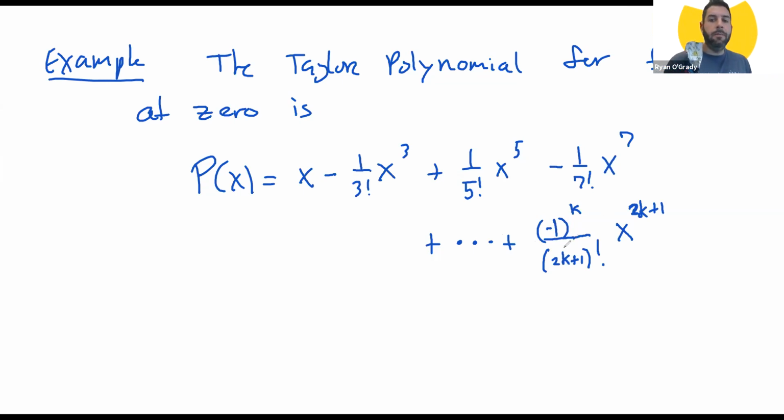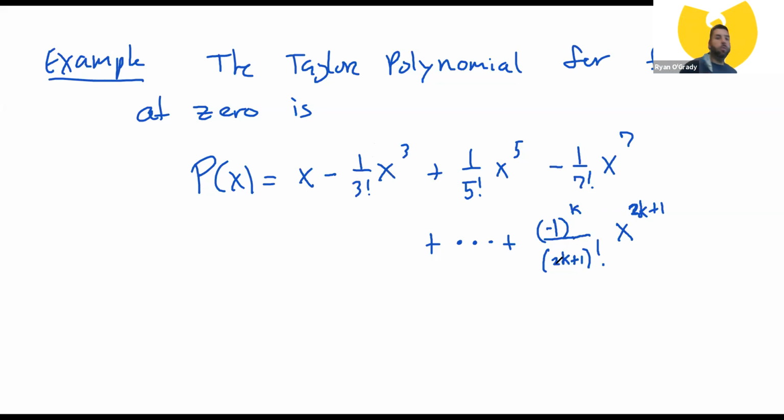So let's see if this pattern matches. If k is 0, you get positive, right? So if k is 0, this would be 1 over 1, and then this would be x, so it matches the first term. This would be the k equals 1 term. When k is 1, we get negative 1/3 x to the third. Perfect. When k is 2, you get 1 over 5 factorial x to the 5th. So this matches, right?